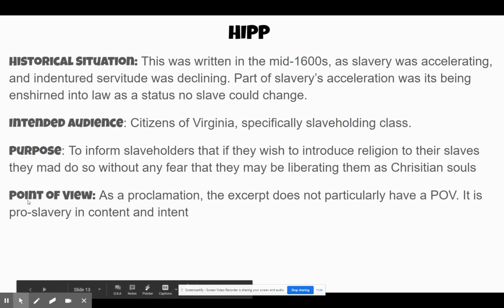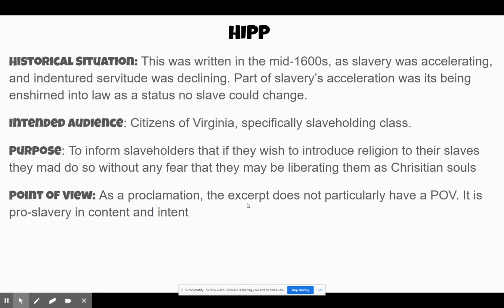The point of view here, just a rule of thumb, is a very weak point when you're looking at a proclamation or a law. Since this is an excerpt, it does not particularly have a point of view. It is what it is; in other words, it is pro-slavery in content and intent. So whenever you read a primary source that's a proclamation or a law, just note that the point of view is really going to be a non-issue. You want to focus on purpose, intended audience, and historical situation.